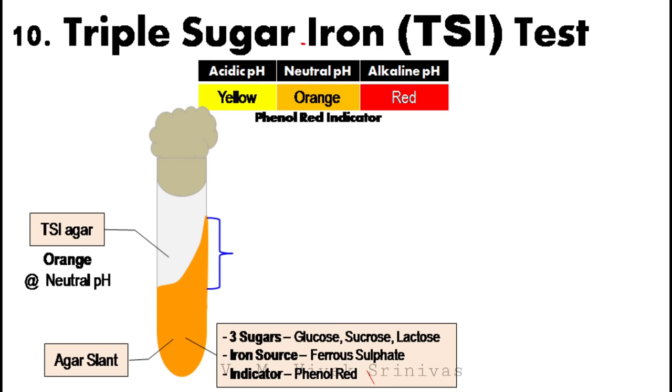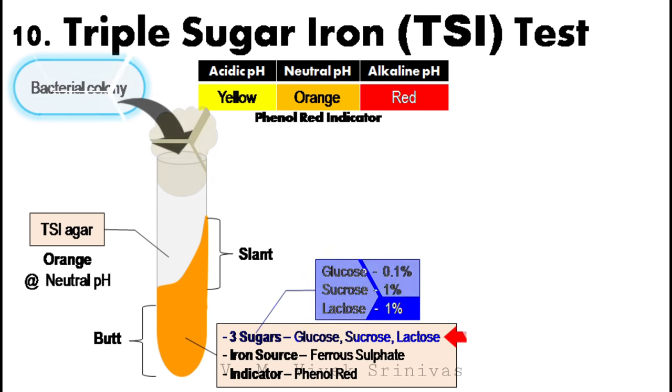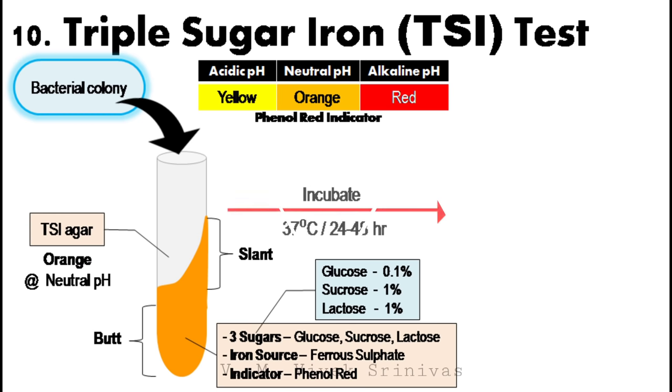Generally, the top, slanting portion of the agar is referred to as the slant, and the bottom portion of the agar is referred to as the butt. The three sugars present in the TSI agar are in different concentrations: glucose 0.1%, sucrose 1%, and lactose 1%. This is about the TSI agar. Now, take the bacterial colony and inoculate it into this agar slant. Incubate for 24 to 48 hours.